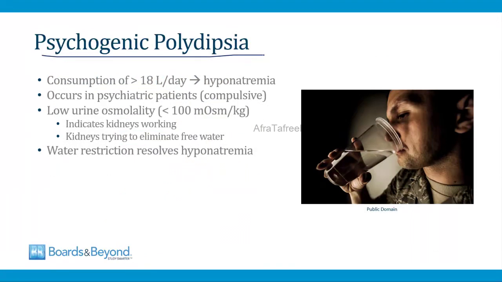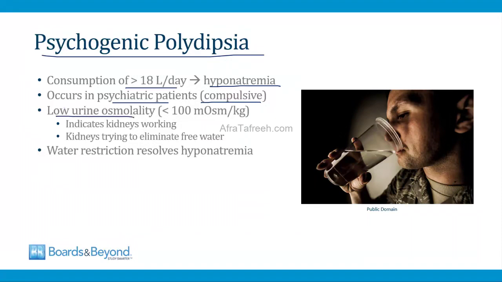Now, healthy kidneys can excrete lots and lots of free water, so you really have to drink a lot of water, more than 18 liters per day, if you want to develop hyponatremia just from drinking too much water. This usually occurs in psychiatric patients who have some type of compulsive disorder where they are constantly drinking water throughout the day. And the most important clinical finding that will tell you that the diagnosis in a patient with hyponatremia is psychogenic polydipsia is that the urine osmolality will be low.